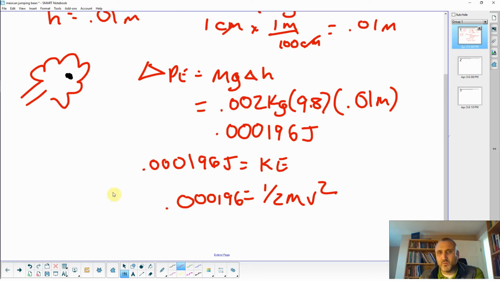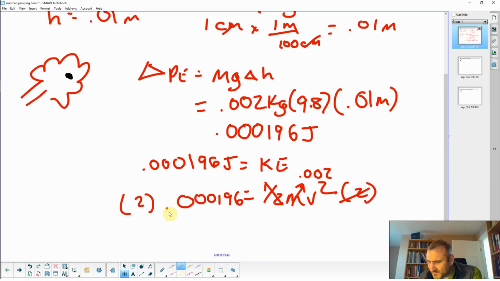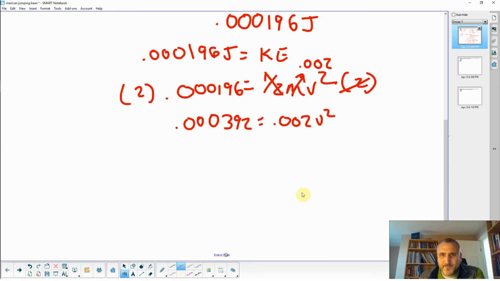So what we can do is multiply both sides by 2. Those will cancel. My mass hasn't changed. It's still the bean, so it's 0.002 kilograms. So 0.000196 times 2 is 0.000392, which equals 0.002 v squared. I got rid of the half and multiplied both sides by 2.